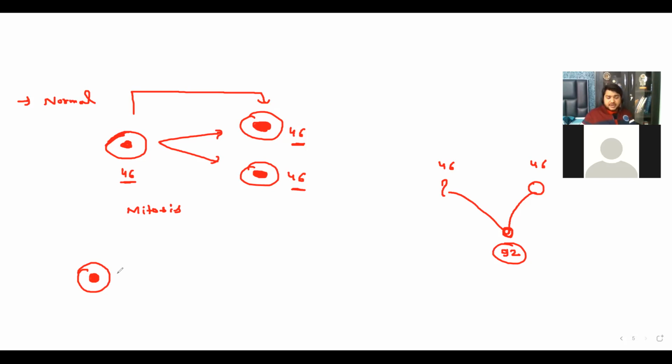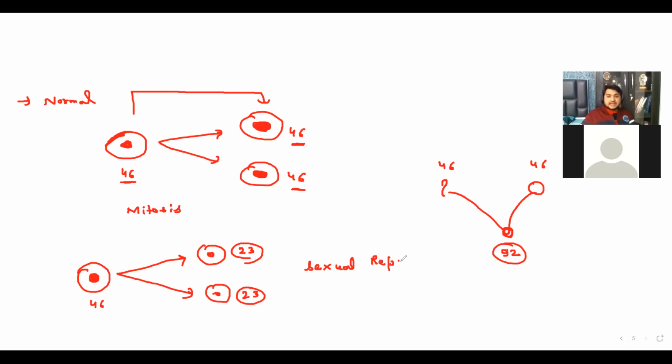So we can say when a cell is going to divide into two cells, if it has 46, only half of the chromosomes are coming to each, which means there is no duplication here. Half is coming here and half is coming here, and that is happening only in sexual reproduction. Why? Because they have to produce the gamete, and the gamete can't contain the same number of chromosomes. If it did, the baby would have a double chromosome number, and that is not possible according to biology.